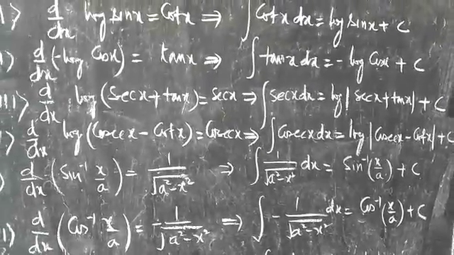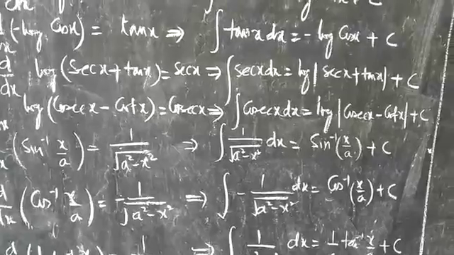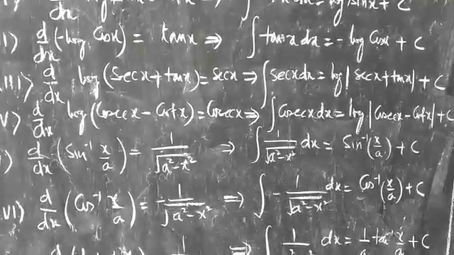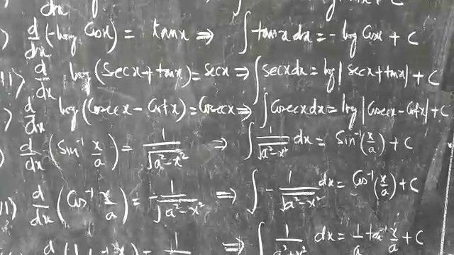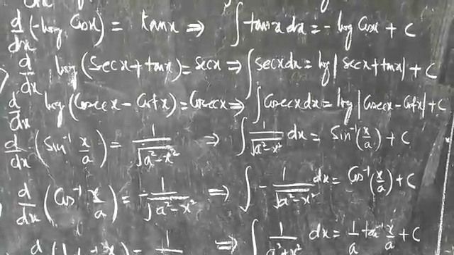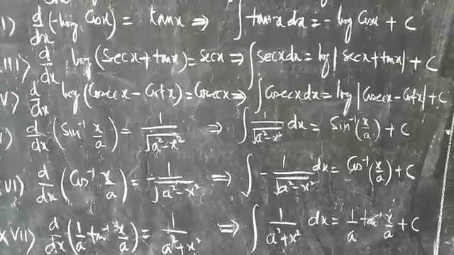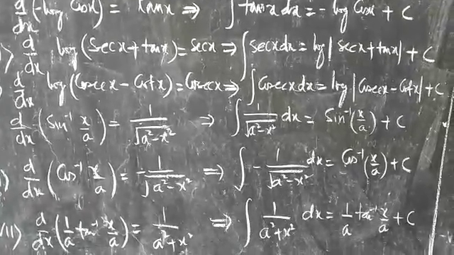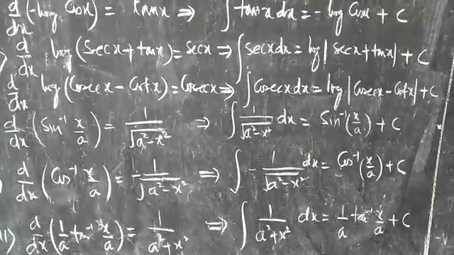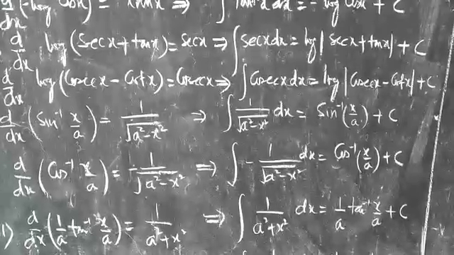d/dx of log (cosec x minus cot x) is equal to cosec x, which implies that the integration of cosec x dx is equal to log (cosec x minus cot x) plus c. d/dx of sin inverse x/a is equal to 1 upon root of a square minus x square, which implies the integration of 1 upon root a square minus x square dx is equal to sin inverse x/a plus c. Next, d/dx of cos inverse x/a is equal to minus 1 upon root of a square minus x square, which implies the integration of minus 1 upon root of a square minus x square dx is equal to cos inverse x/a plus c.